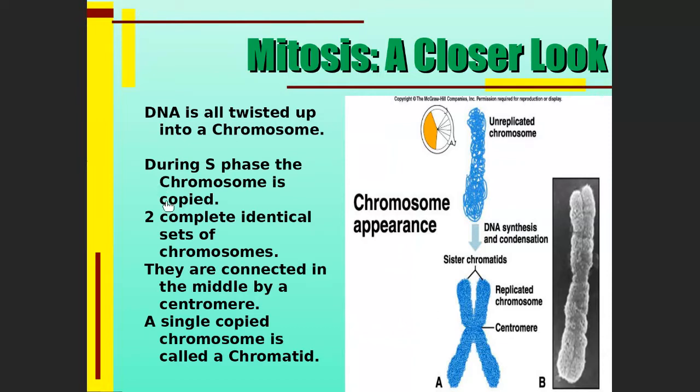During the S phase, the chromosome is copied and complete identical sets of chromosomes are formed, and they are connected in the middle by the centromere. So this is the part of the centromere from where these two chromosomes are connected with each other. A single copied chromosome is called the chromatid. This single copy is called the chromatid.